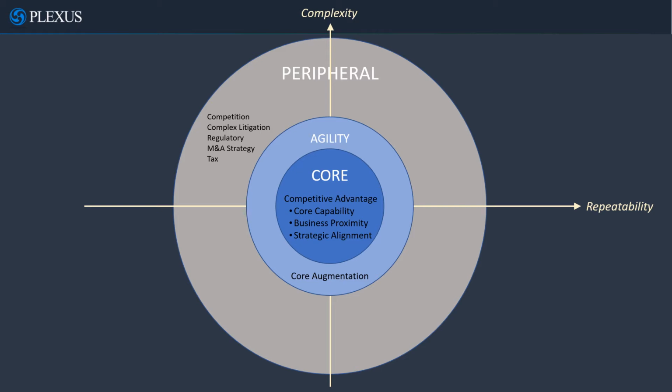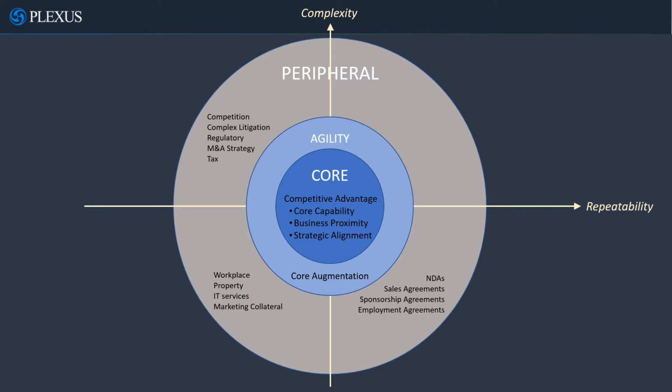Down the bottom left, we've got low repeatability work, so still things that don't happen very often within my business. They're still non-core, but they're less complex. Rather than there being one or two advisors I trust to give me that advice, there might be several thousand.